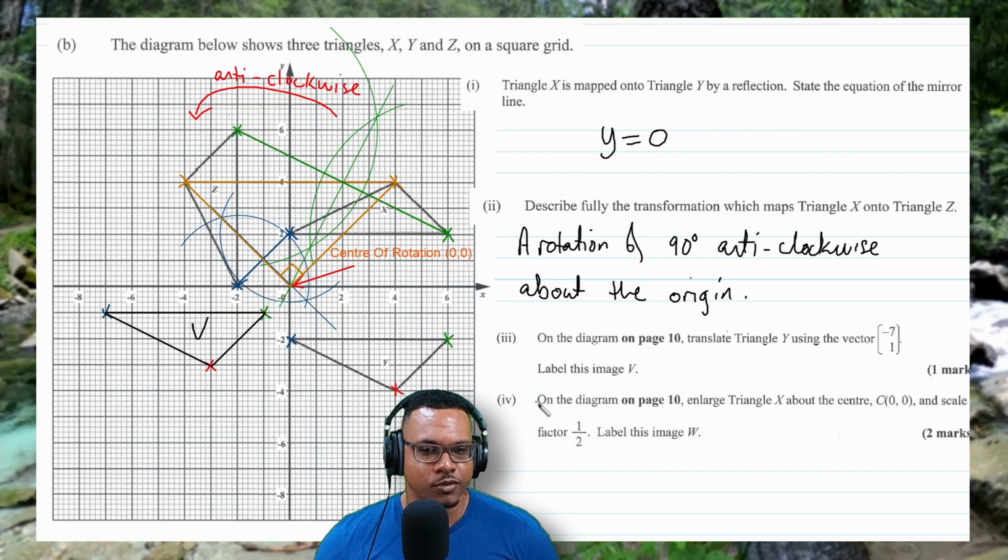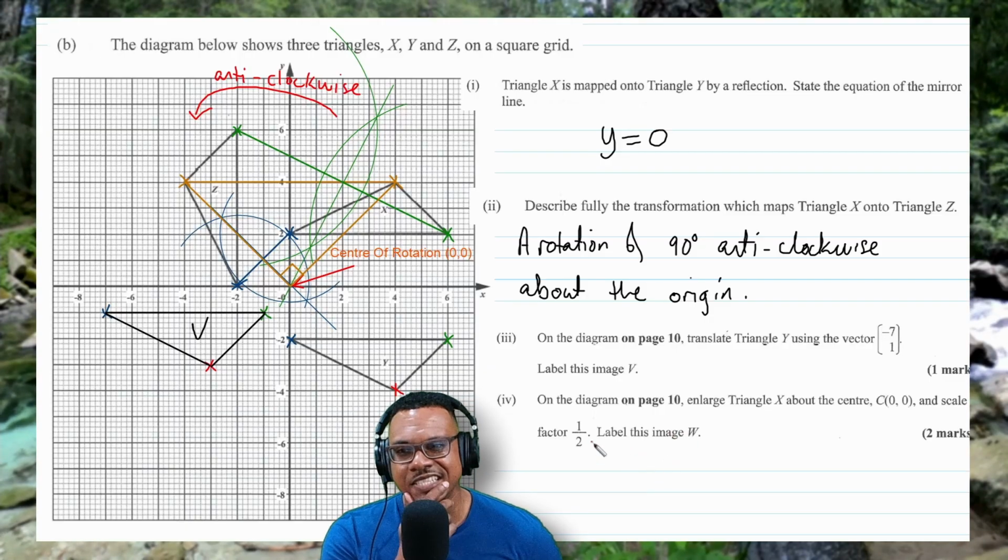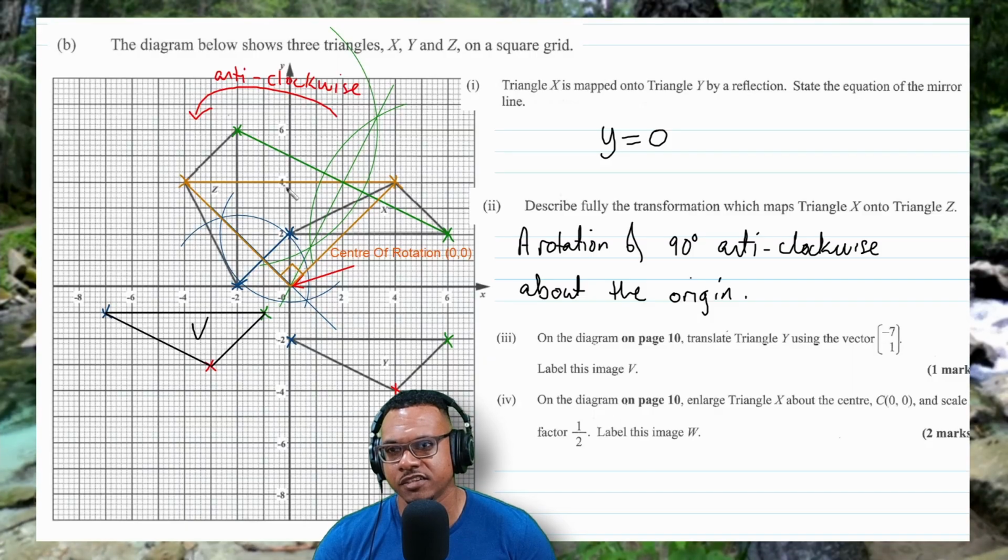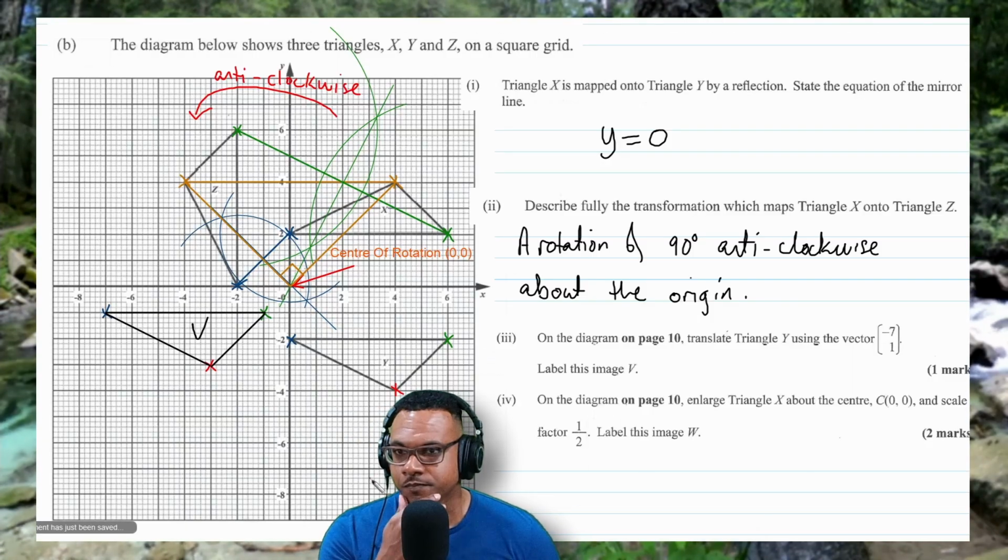So now moving on to part 4, they say on the diagram on page 10, which will be this diagram here, enlarge triangle x, so this is triangle x here, about the center 0, 0, which is the origin, and the scale factor is a half, and label this image w. Now we've seen how things just jumble up here. I'll take a fresh diagram of this and do this on a separate page.